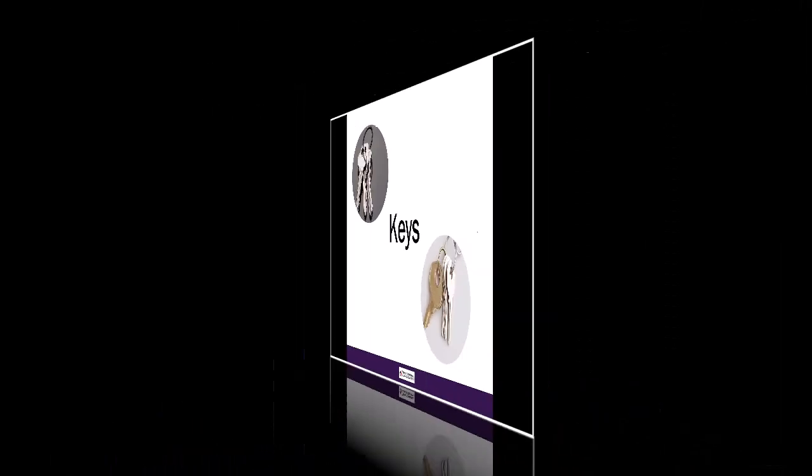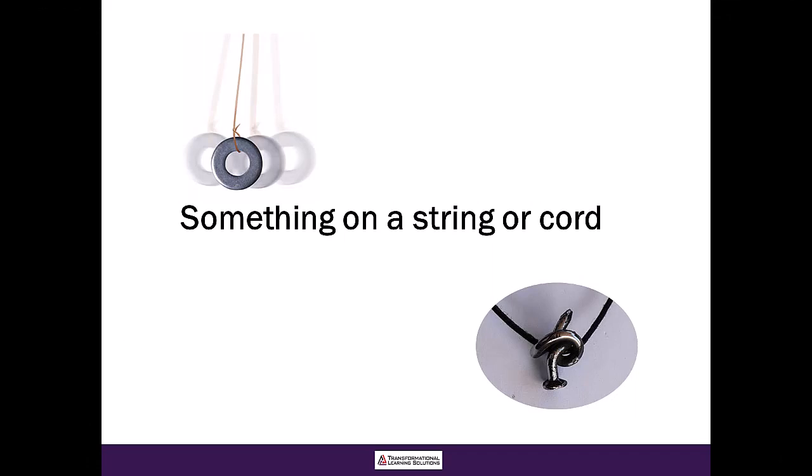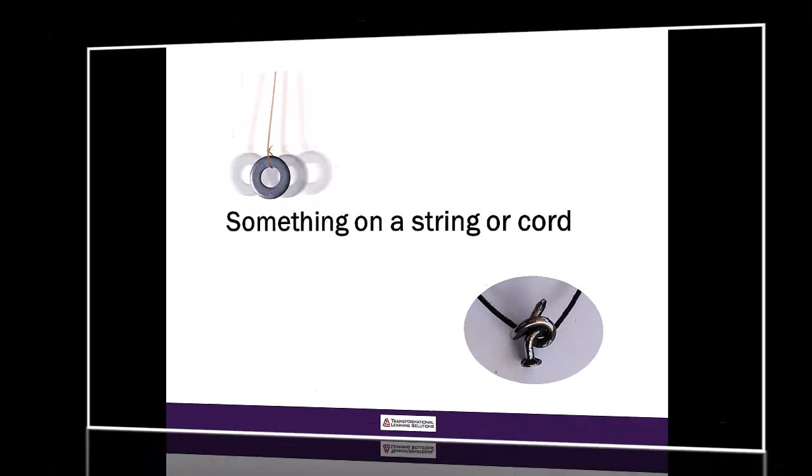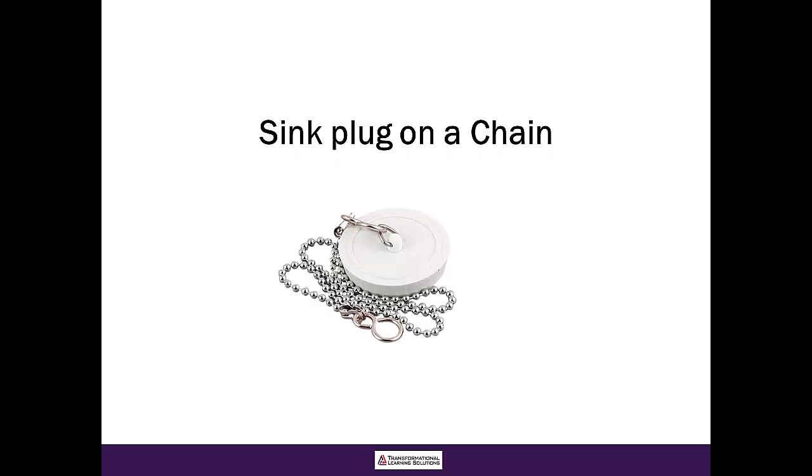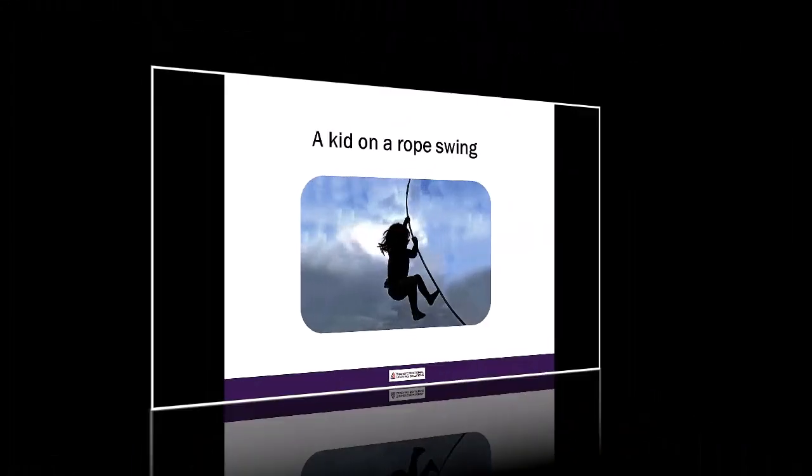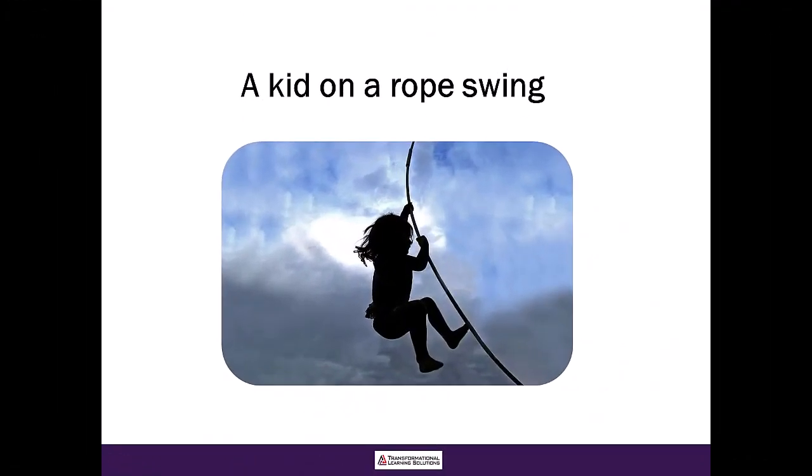How about something on a piece of string, a cord, or a chain, like a washer, a bent nail, or even a ring on a string? Or how about a sink plug on a chain? Or how about a kid on a rope swing? Well, this certainly could be a pendulum. However, as we'll see, it's not one that's suitable for communicating with your unconscious mind.